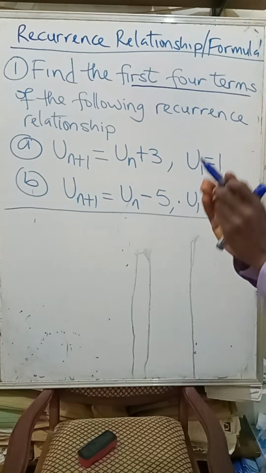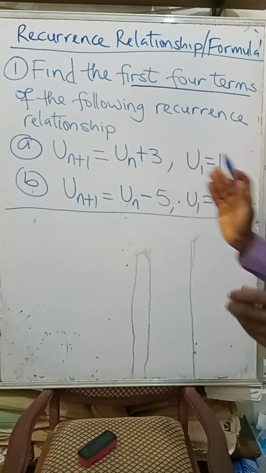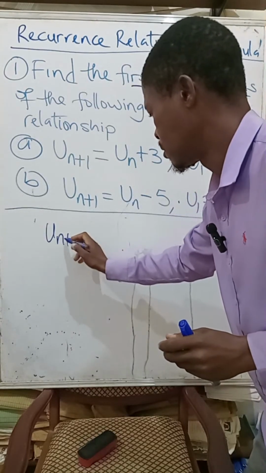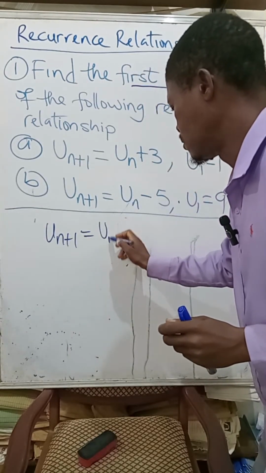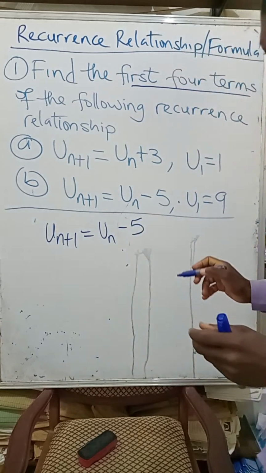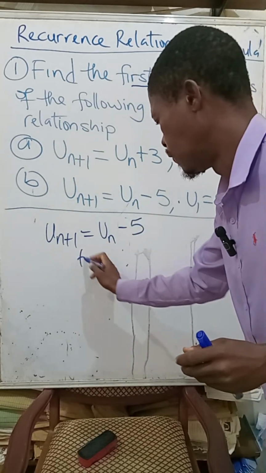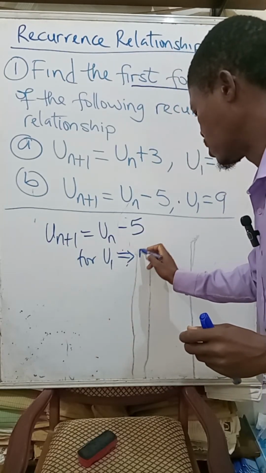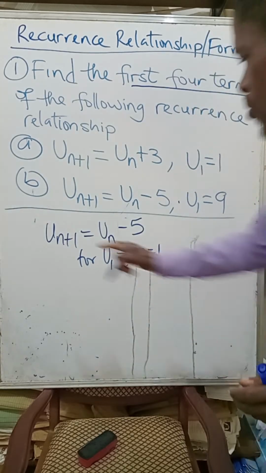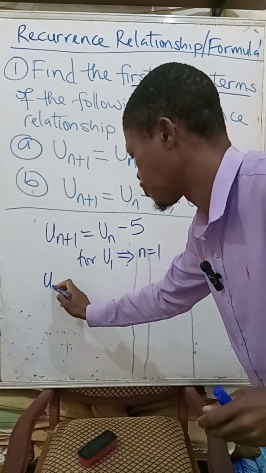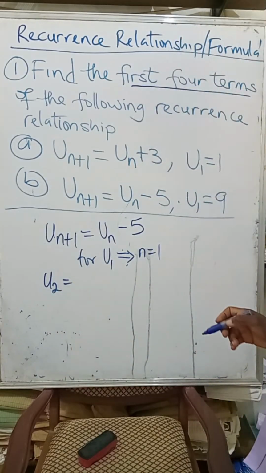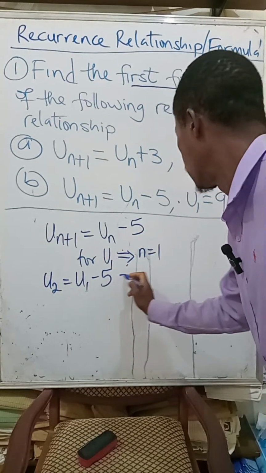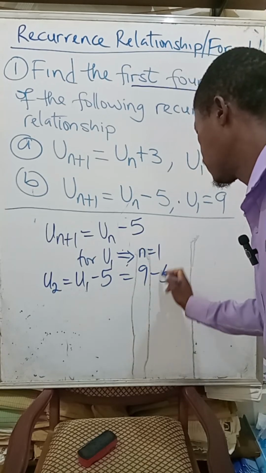I've said that for this recurrence, the first term must be given to you. So this is our formula, u subscript n plus 1 equals u subscript n minus 5. The first term, for u subscript 1, implies n is what? n is 1. So 1 plus 1, that's u2. That'll be u1 minus 5. My u1 is 9. So 9 minus 5, that's 4.